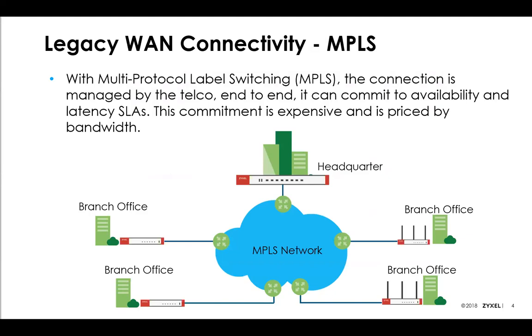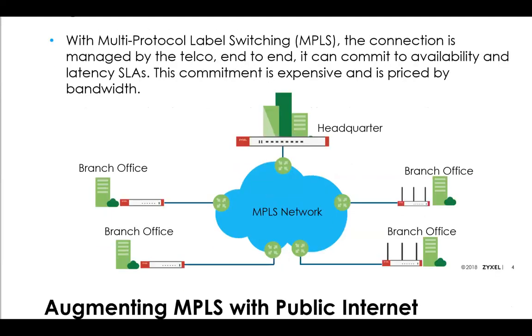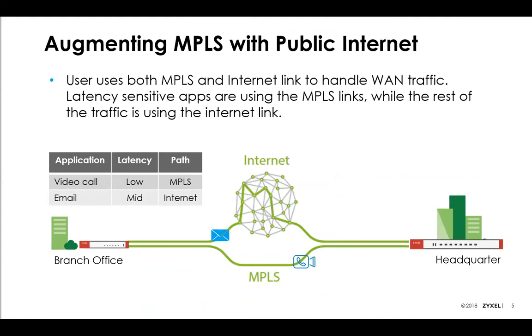So they can commit to different SLAs, either for uptime or for latency, and of course, for the ISP to provide companies with that kind of service and bandwidth, it's very expensive. They price it out based on bandwidth utilization as well. They can guarantee the uptime, but the costs are very high. MPLS is also limited in the coverage areas and what ISPs can provide. So typically, to make it more cost effective, MPLS is used alongside the public internet.